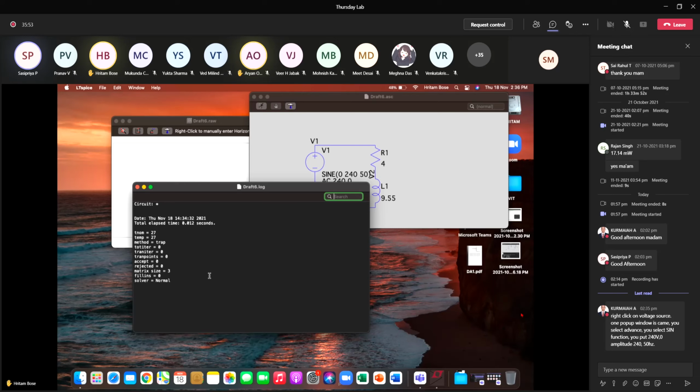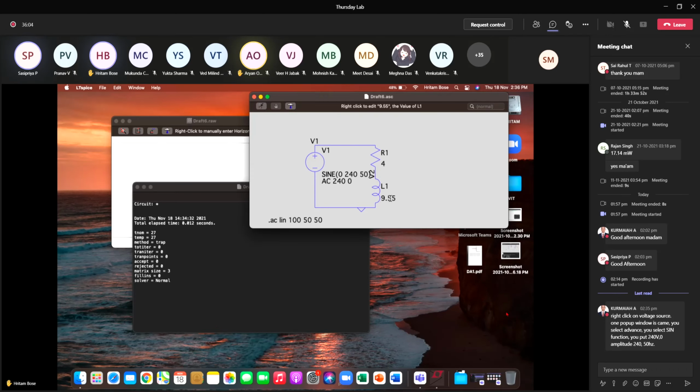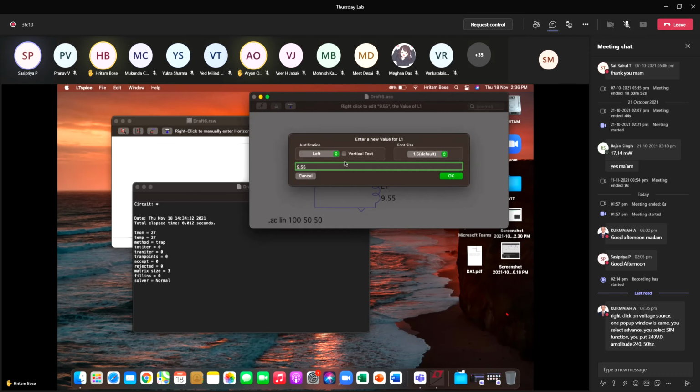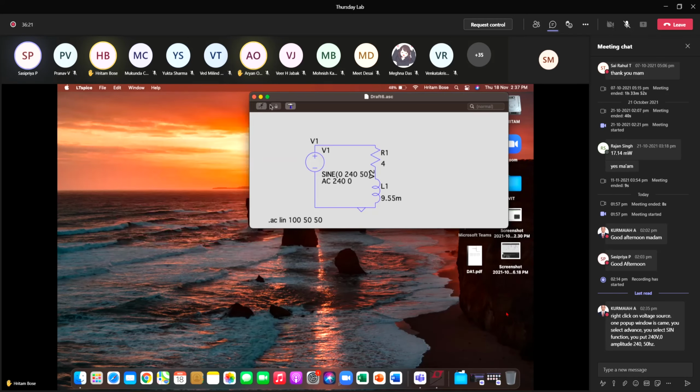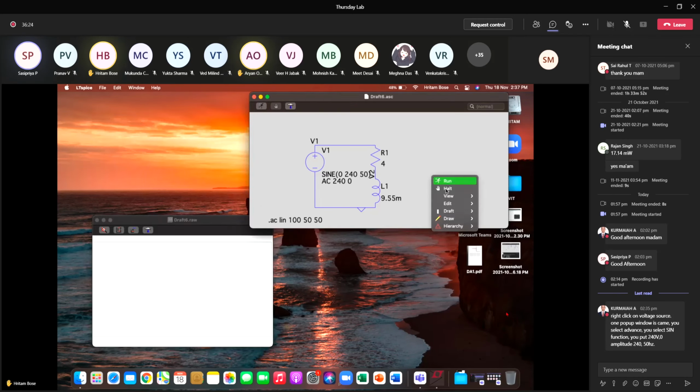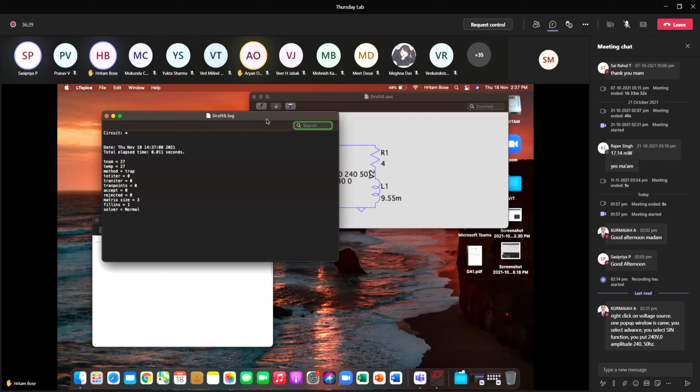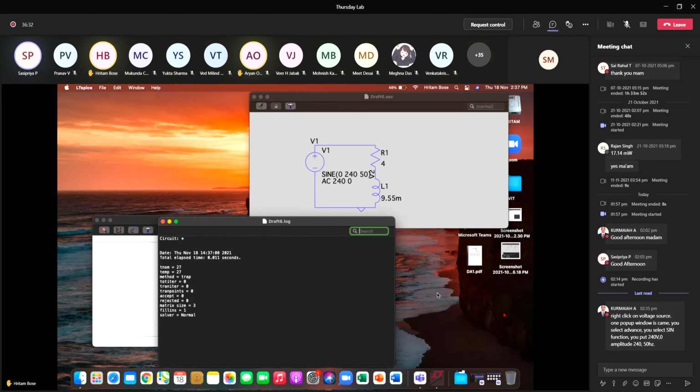The inductor value is very high, no? Can you change the value? 9.55 Henry is given, but that should not disturb the simulation. It's 9.55 millihenry, no? That should not be the disturbance, but anyways, let us check. Ma'am, I'll put 9.55 m. Yes, small m. No, it's still the same. That's why the value should not be the disturbance. I do not know why.